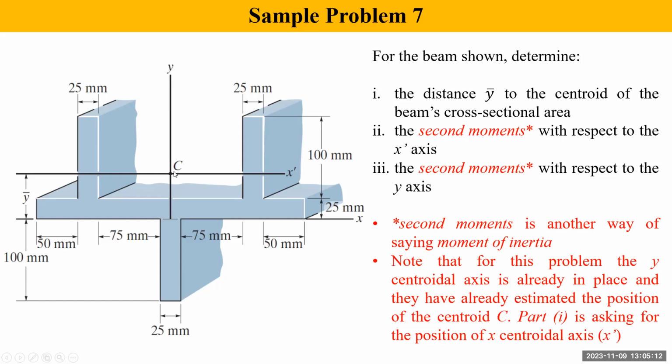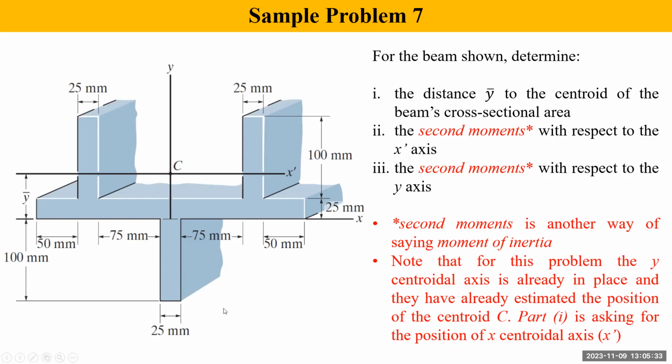So they want this distance y bar. So it's not given, they want that. And they want the second moment with respect to the x-axis. They also want it with respect to the y-axis. So it's two things that they want. They want it with respect to the x-axis, which we know first, and then to the y.